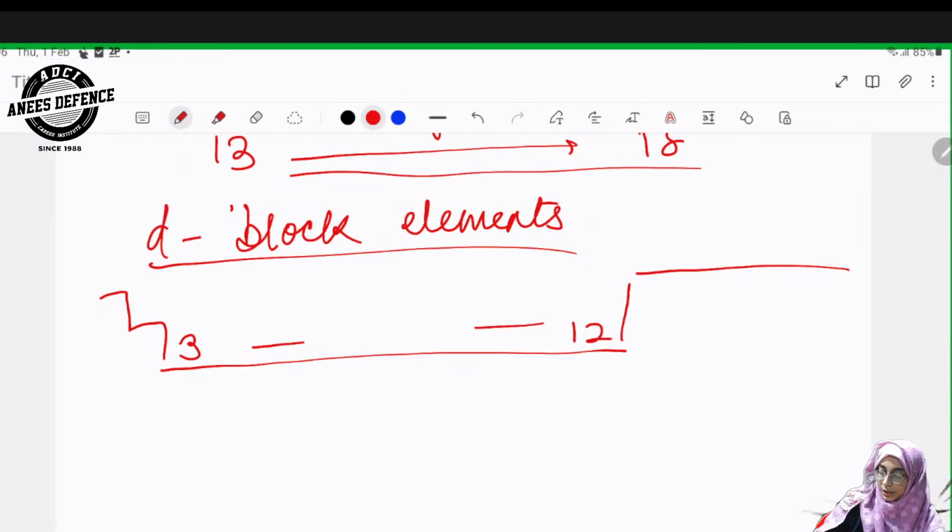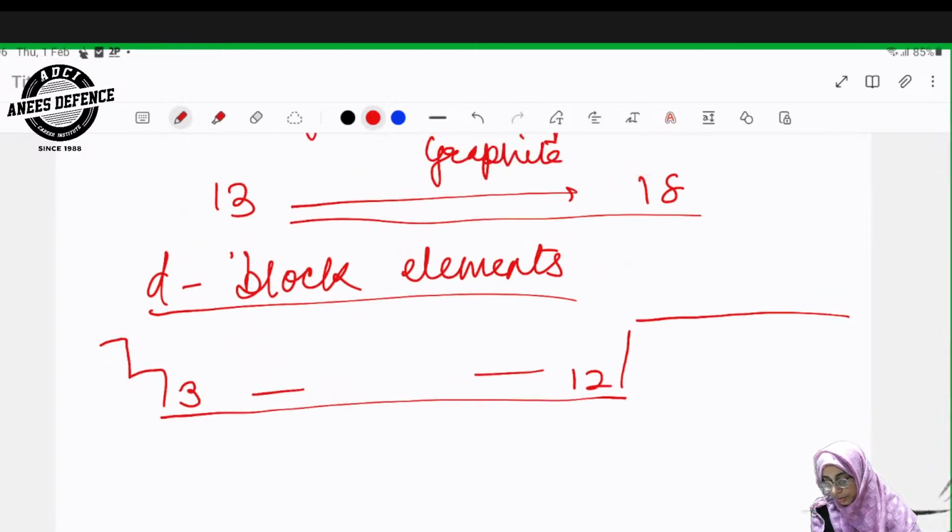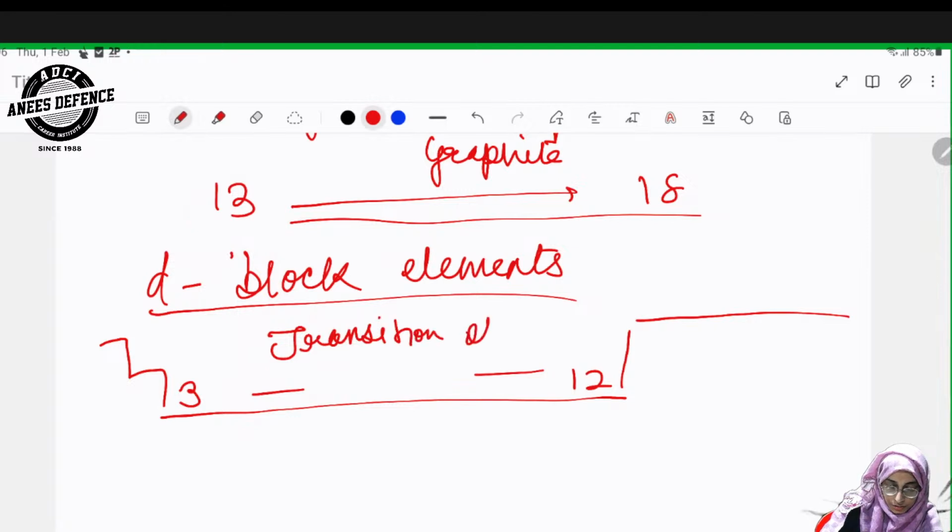Their properties are intermediate between those of the s block and p block elements. So they are also known as transition elements. What are they called? Transition elements. Transition means they are transiting their property, meaning their properties are changing from group s to group p, and they are in between them.